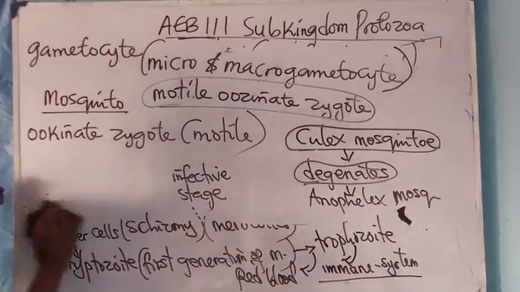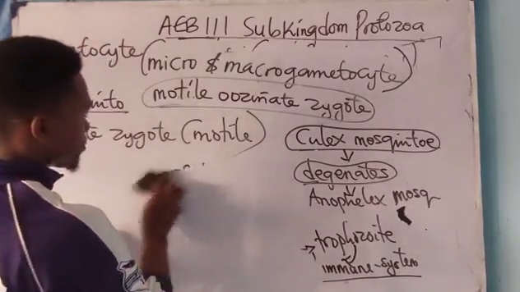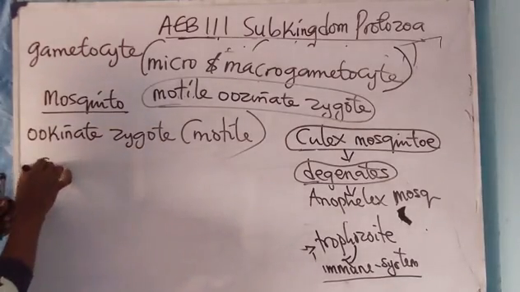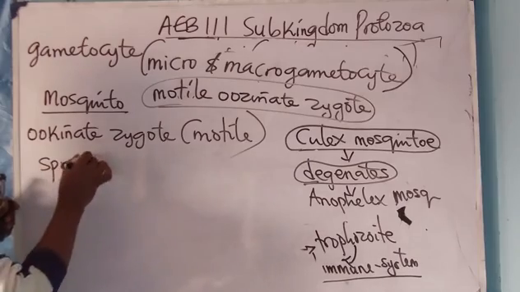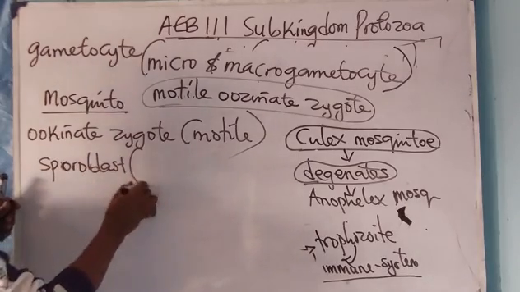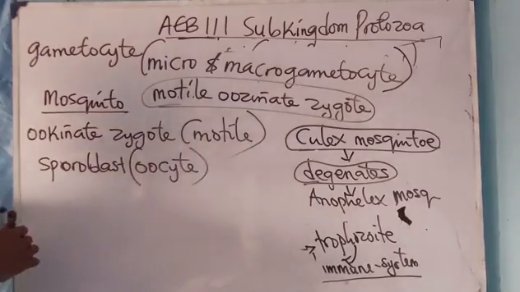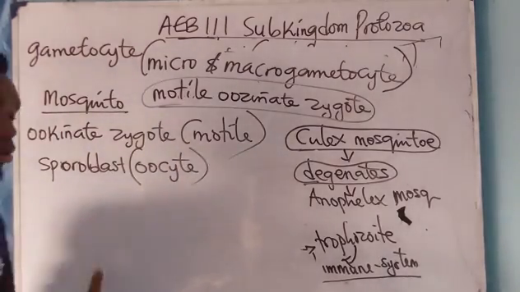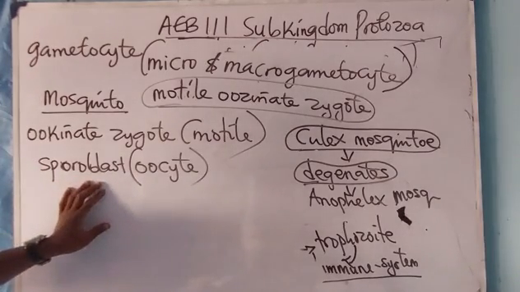It will penetrate the stomach to produce a sporoblast. And this is called an oocyst. It penetrates the wall of the stomach and forms a sporoblast.